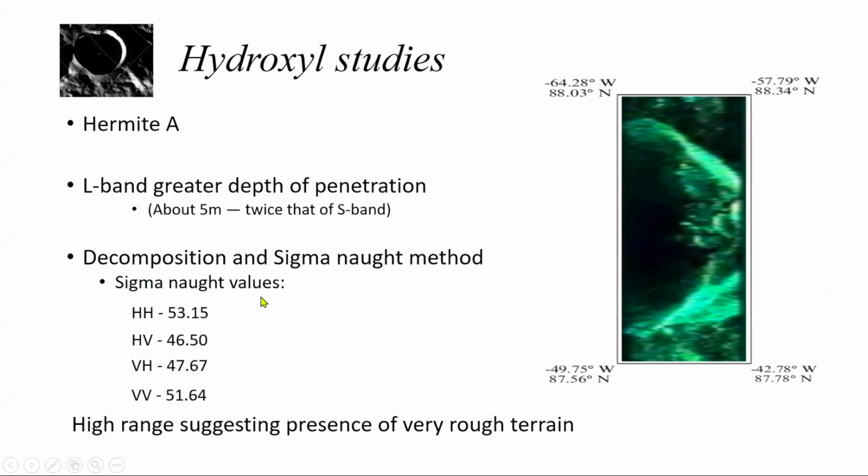And the sigma naught values which we got were very high, for all the different polarizations, HH, HV, VH, and VV. This suggests the presence of very rough terrain. And also, when compared with the other literature, we could find some signatures which match, suggesting that they are icy bodies.